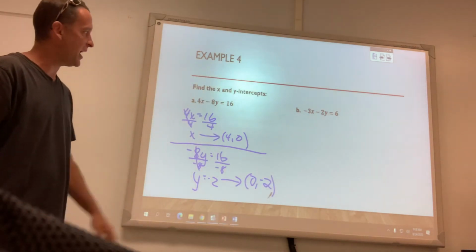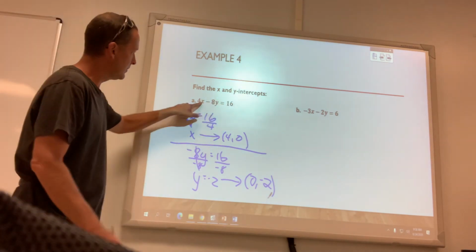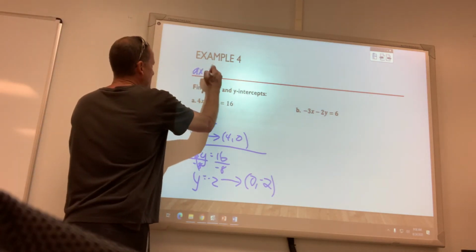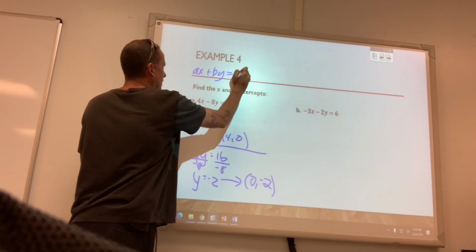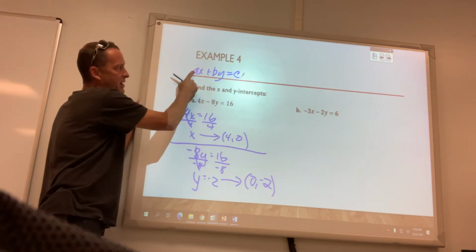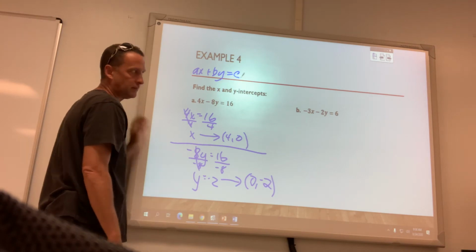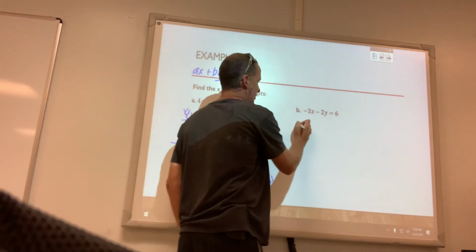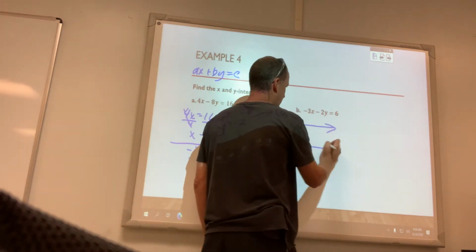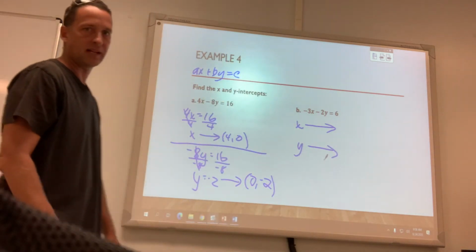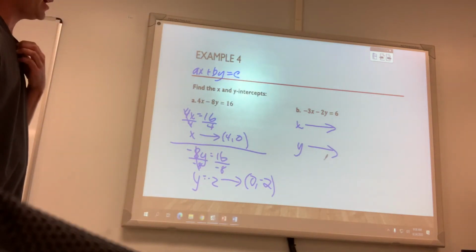So it's a quick way to graph if, notice this is written in standard form. As long as C can be divided by A and B, you can graph it that way really quickly. So you guys try this one real quick. I'll give you a few seconds to look at it. Find the x and the y-intercept.